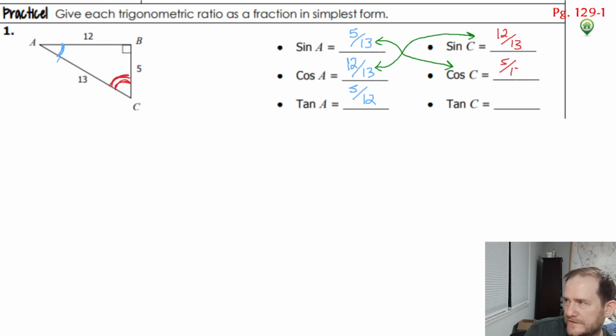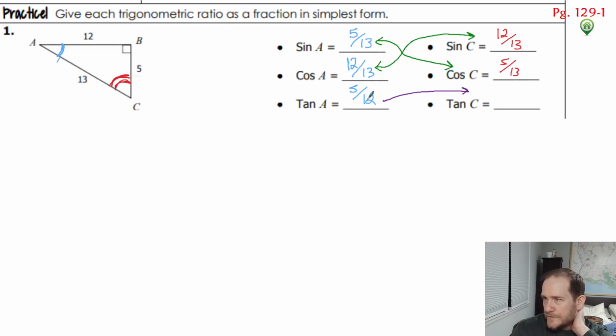So this isn't like some trick that just works sometimes. This always happens, that the sine of A is the same as the cosine of C. And the cosine of A is the same as the sine of C. And we said there was another rule for tangent too, which is that you just do the reciprocal. And so instead of 5 over 12, you get 12 over 5. But those are your three ratios for both angles. So we end up with a total of 6 things.